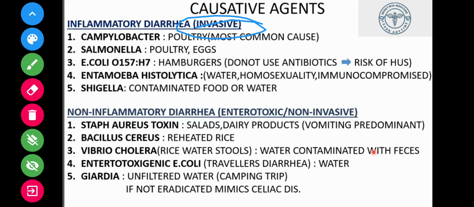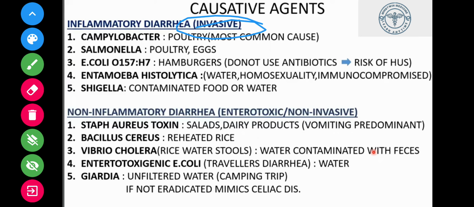And if there is Entamoeba histolytica, that can be coming from contaminated water, homosexuality, immunocompromised patients. These are the reasons in Entamoeba histolytica. And if there is a presence of Shigella, that could be from contaminated food or water. Okay, those are the major inflammatory diarrheas.